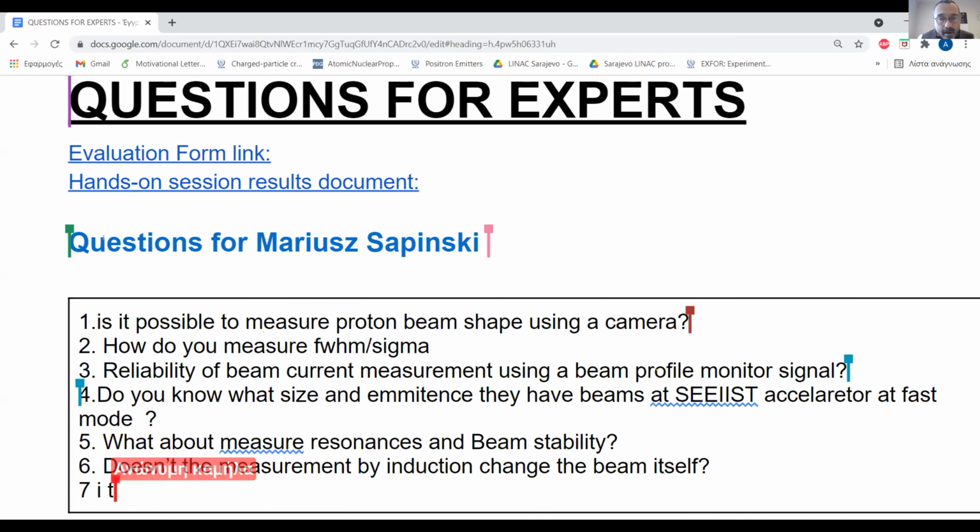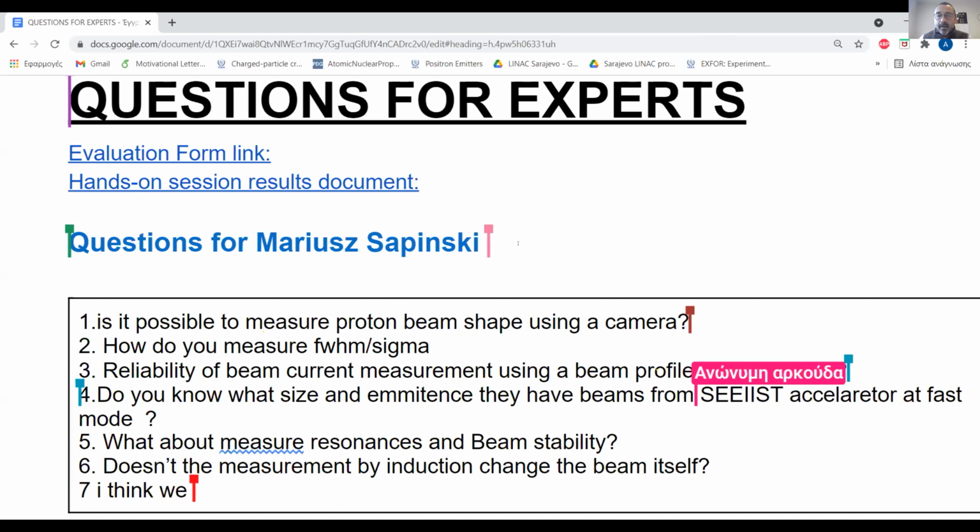Reliability of beam current measurement using a beam profile monitor signal.